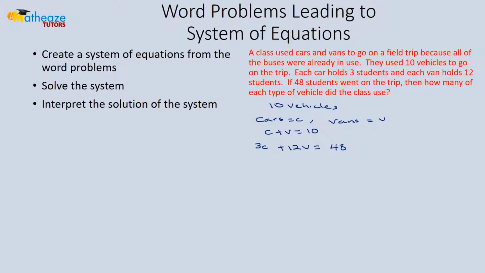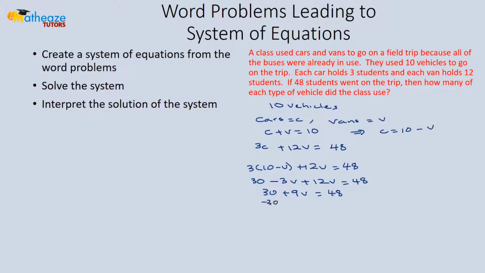So I'm going to use substitution. So I'm going to solve for C here. So this tells me that C is 10 minus V. So let's substitute that back in here. 3 times 10 minus V plus 12V equal to 48. So we distribute. We have 30 minus 3V plus 12V equal to 48. So 30 plus 9V equal to 48.